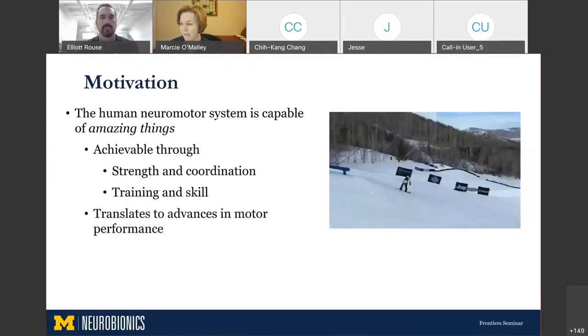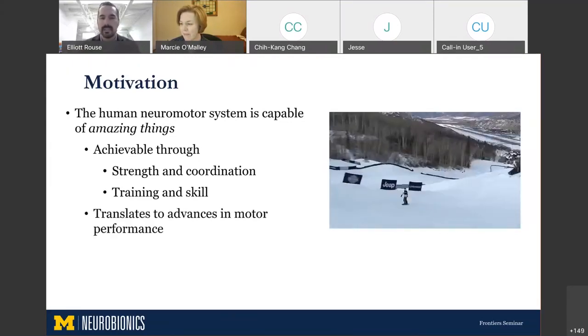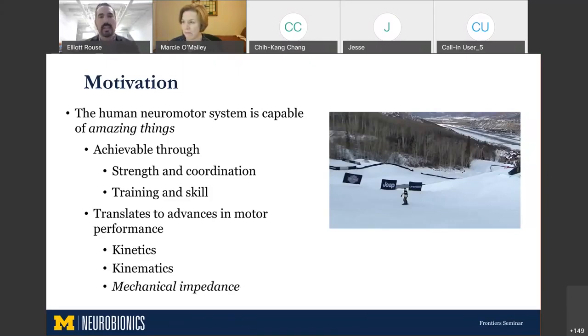So this training and skill really translates to advances in motor performance. That's the ability to regulate our joint torques, or our kinetics, the ability to regulate our kinematics, or body pose information, and then a concept called mechanical impedance, which is the stiffness properties of the body, which I'll talk about for just a second.